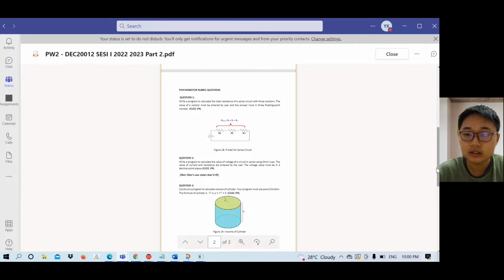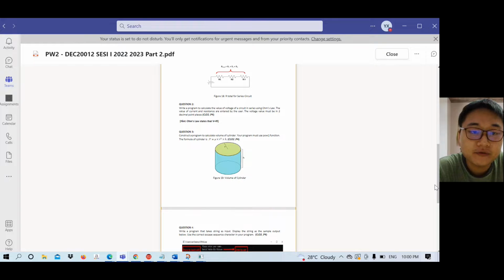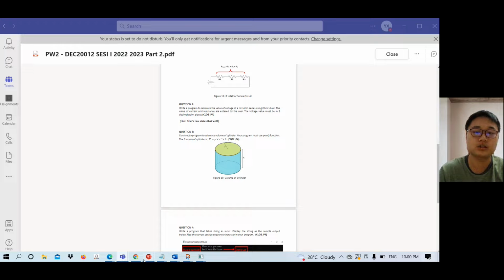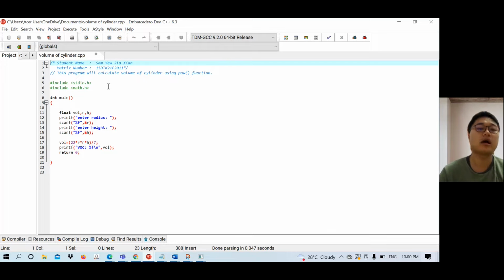Question 3 says, construct a program to calculate the volume of a cylinder. Your program must use the pow function. The formula of a cylinder is V equals pi r squared times h. The third program, as shown here, is this one. I type my student name and my matrix number, and I also type that this program will calculate the value of a cylinder using the pow function. And then include stdio.h and math.h.